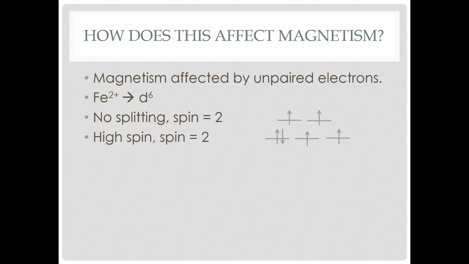But if I have a strong field ligand, that's going to separate my orbitals. And so the top electrons are going to drop down into those t2g. And now I've got everything paired up in a low spin environment with a spin equal to 0. So sometimes we can have iron compounds that have no magnetism, that is, they are diamagnetic.